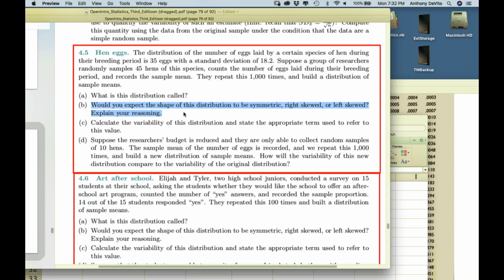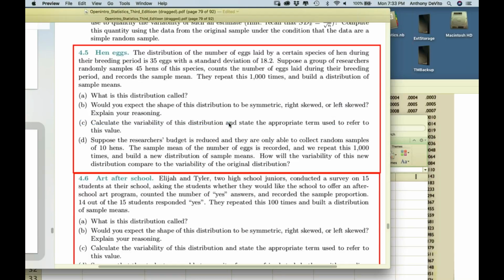Would you expect the shape of this distribution to be symmetric, right skewed, or left skewed? What do you guys think? What does the central limit theorem tell us about the distribution of sample means? Right skewed, left skewed, or normal, symmetric? Symmetric meaning normal. Got a guess there? We would expect it to be symmetric, right? We would expect it to be symmetric because we've taken a decent sample size, 45. So even if the original population is not normally distributed, we would expect the results of our sample means to be normally distributed. Calculate the variability of this distribution and state the appropriate term used to refer to this value.